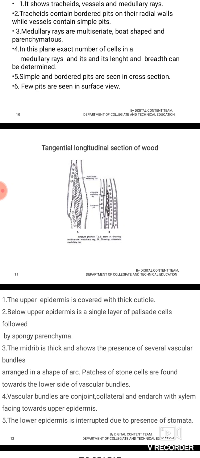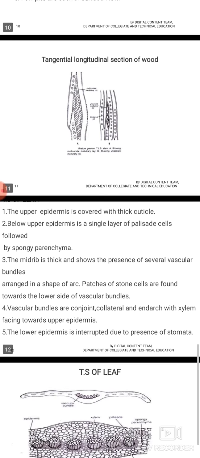Patches of stone cells are found towards the lower side of vascular bundles. The vascular bundles are conjoint, collateral, end arc with xylem facing towards upper epidermis. The lower epidermis is interrupted due to the presence of stomata.